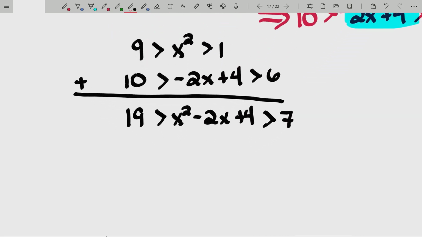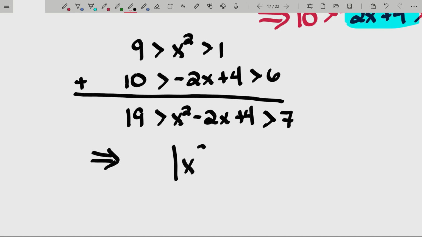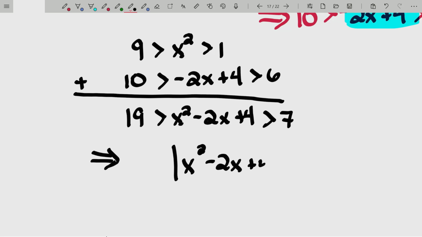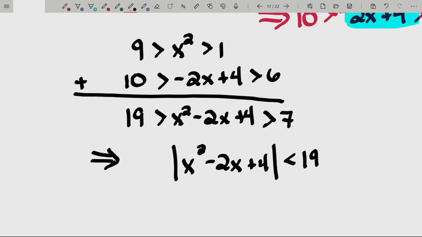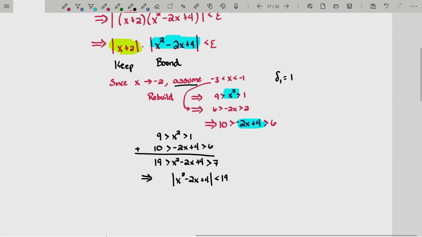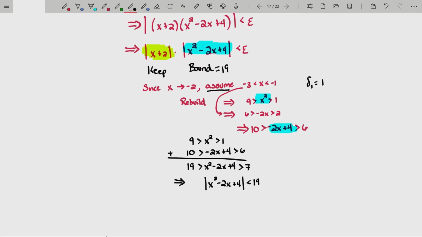So in absolute value, what's the worst possible case that the x squared minus 2x plus 4 will ever be? What's the largest positive number that will ever be? Well, if you look at this, it ranges from 7 to 19. It should be fairly obvious to you that the largest worst case scenario is going to be a 19. And guess what? We have found our bound. We've bounded this by 19. We know that in the worst case scenario, as long as we're in our delta neighborhood, it's going to be a 19.